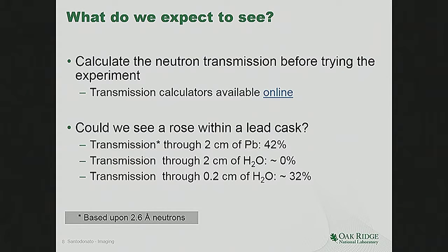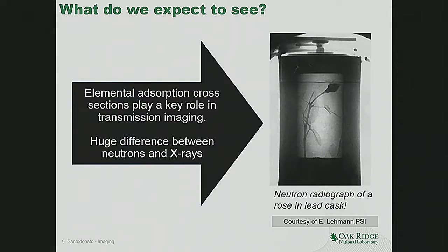I might actually see something. And sure enough, you can do this. Now, this was done, I didn't do this. Dr. Lehman beat me to it, but that's an actual radiograph. There's a rose in a thick-walled lead container. And that's a nice illustration, I think. I could show you the table of cross-sections of the elements, but this kind of wraps it up.